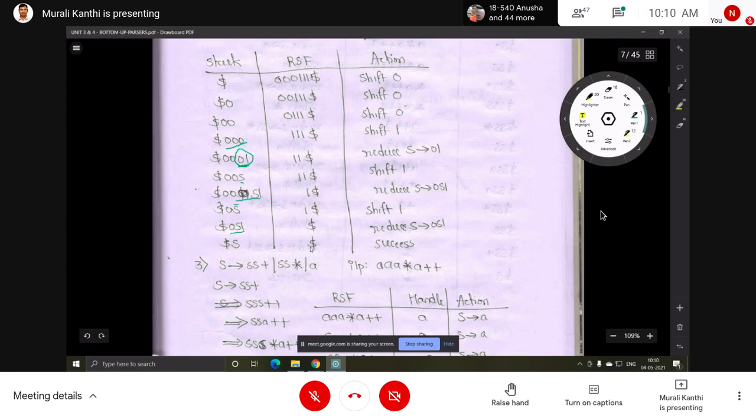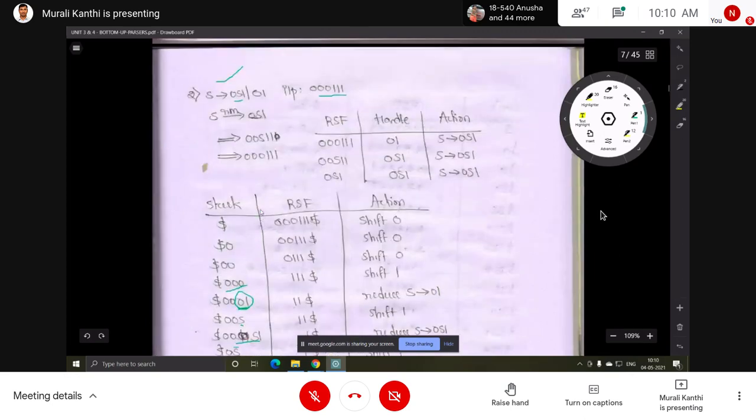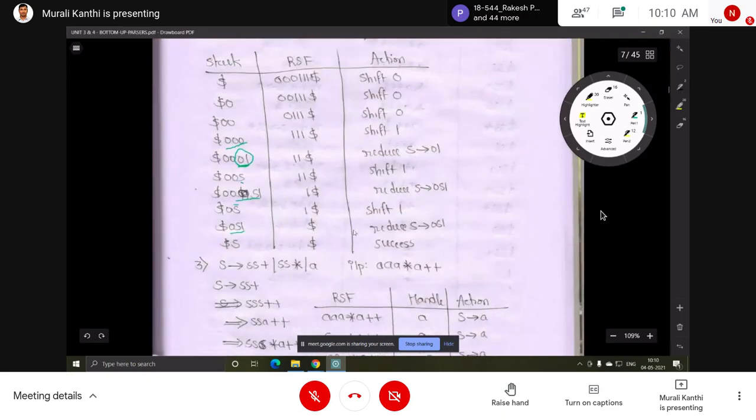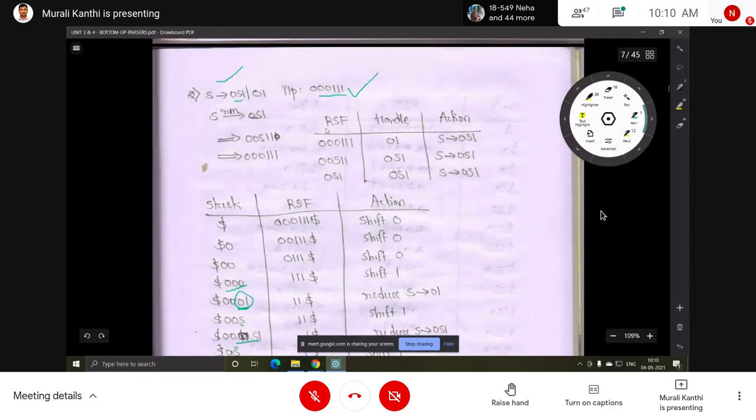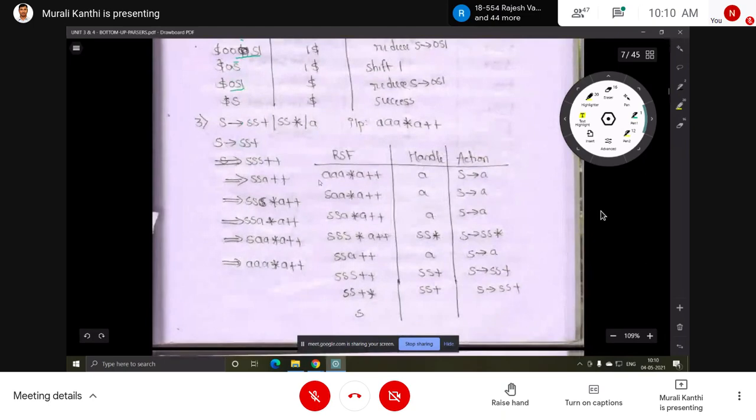No symbols are left in the input. So we can say the given input string is accepted by this grammar, and now this parser is going to announce success. This is one more example using the shift reduce parser. Next, this is also another example.